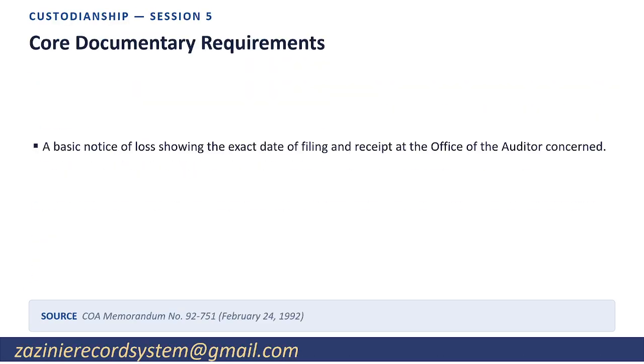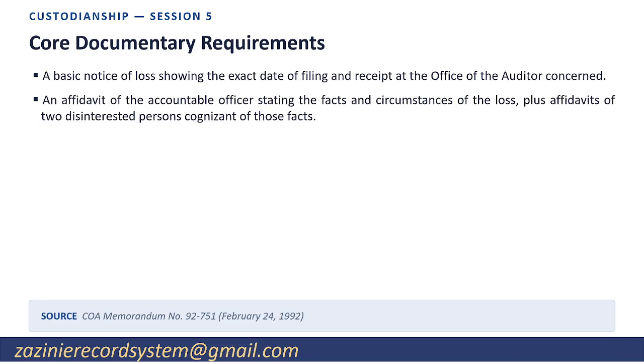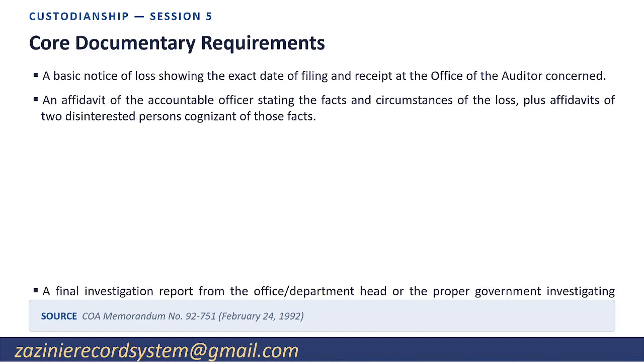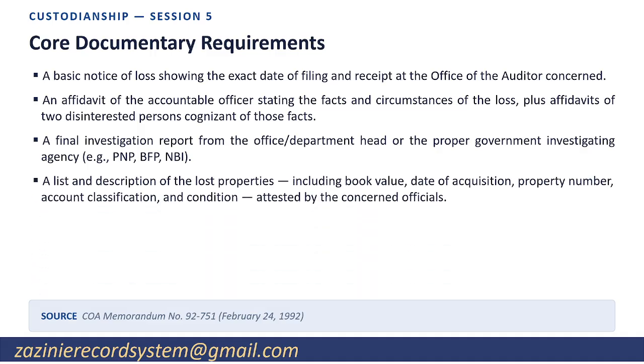Core documentary requirements. A basic notice of loss showing the exact date of filing and receipt at the office of the auditor concerned. An affidavit of the accountable officer stating the facts and circumstances of the loss, plus affidavits of 2 disinterested persons cognizant of those facts. A final investigation report from the office or department head or the proper government investigating agency, e.g., PNP, BFP, NBI. A list and description of the lost properties, including book value, date of acquisition, property number, account classification, and condition, attested by the concerned officials.